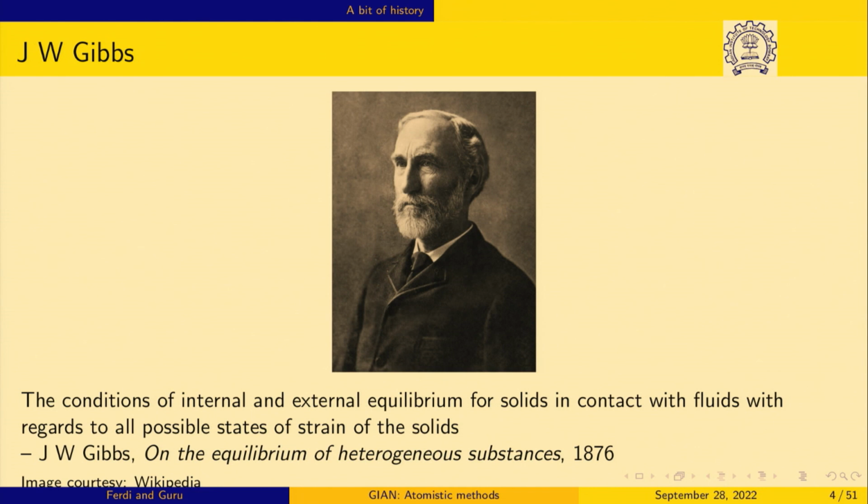So, he says the conditions of internal and external equilibrium for solids in contact with fluids with regards to all possible states of strain of the solids. So, that is what he was interested in, and this is there in his On the Equilibrium of Heterogeneous Substances. This is 1876. Okay. Important point to note is that in Gibbs' time it was not clearly established that solids can change state by diffusion. Okay.